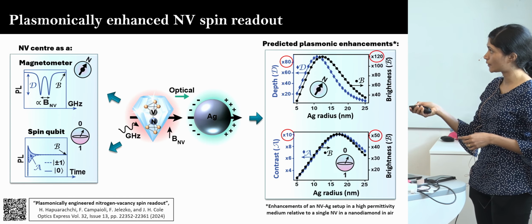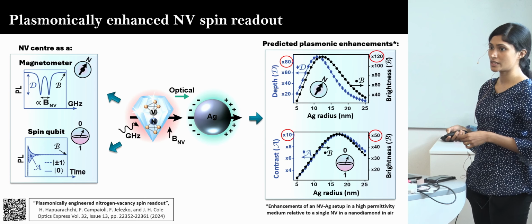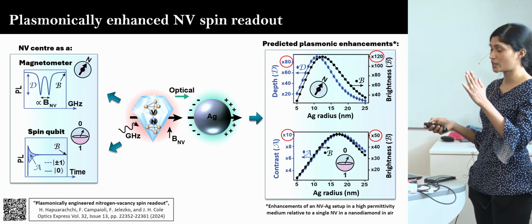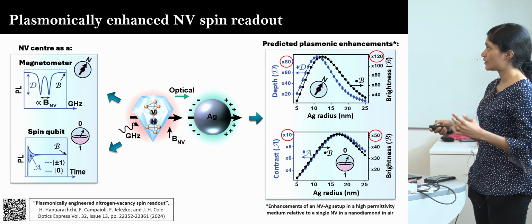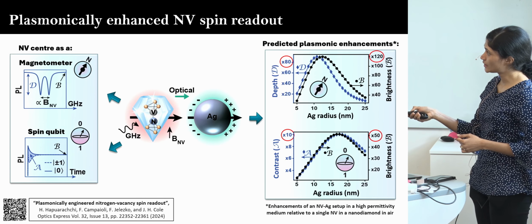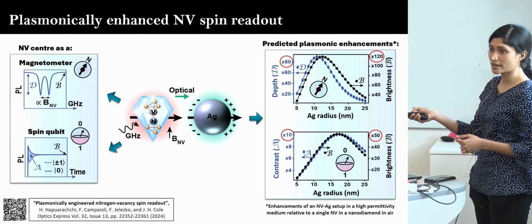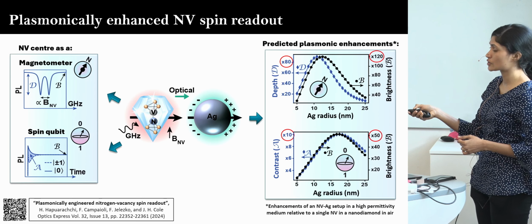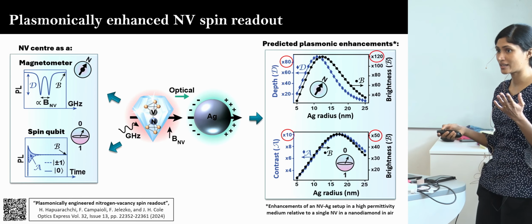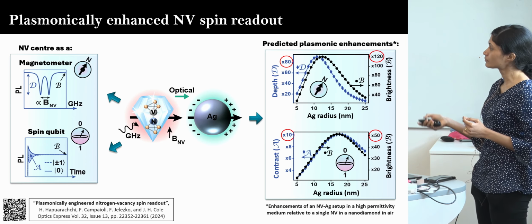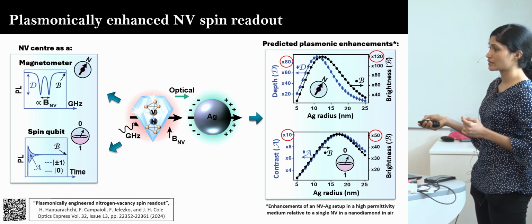If you remember, this gap between the dips is proportional to the static magnetic field along the NV axis when we do ODMR. And D is the depth from the baseline photoluminescence level to the lowest point, and B is the brightness. And we would like these quantities to be as large as possible so our signal can withstand a lot of noise. And this is the typical spin qubit readout signal.